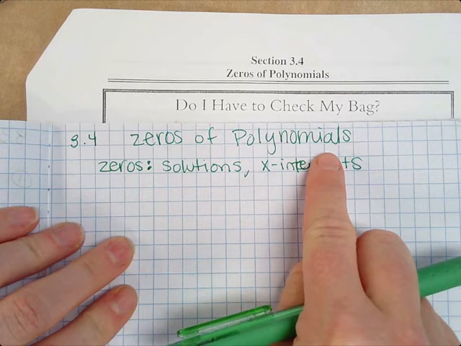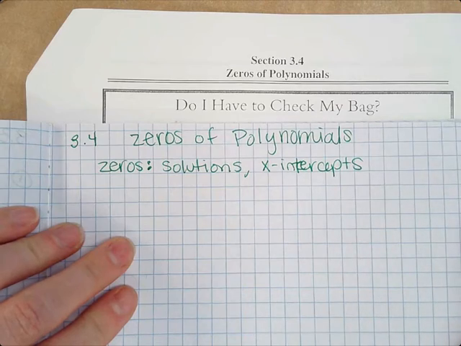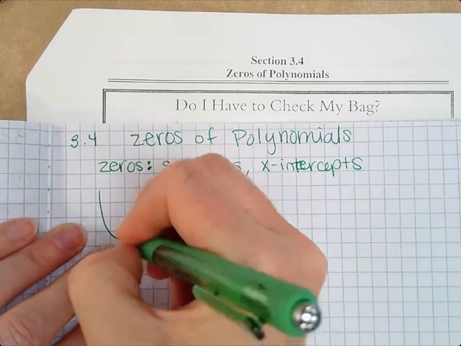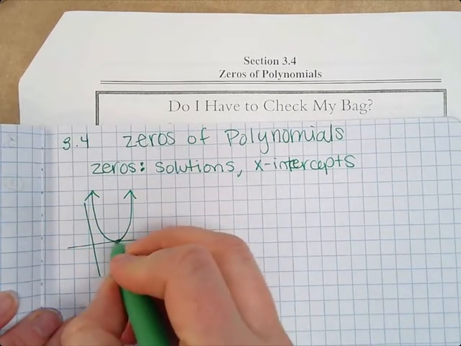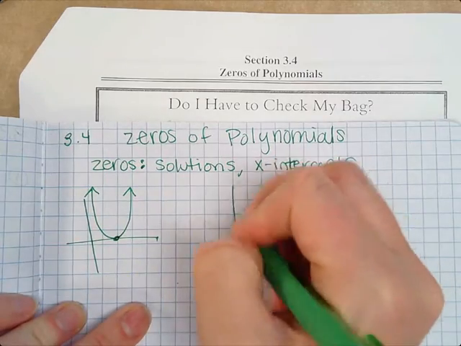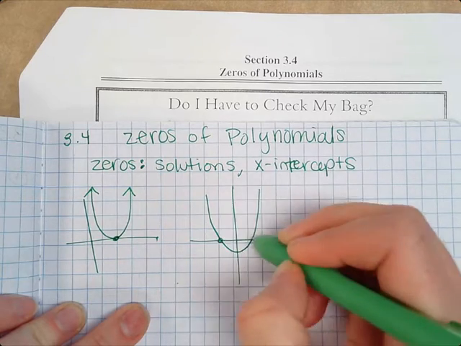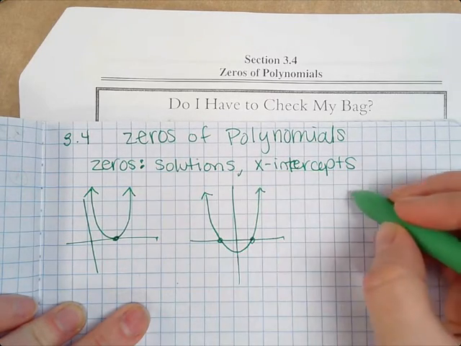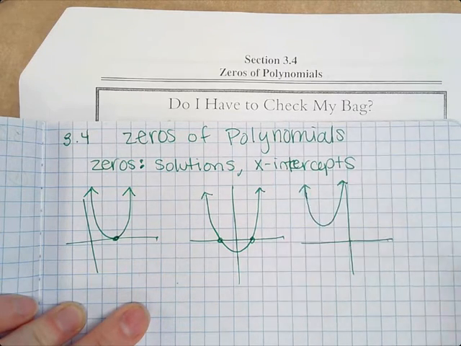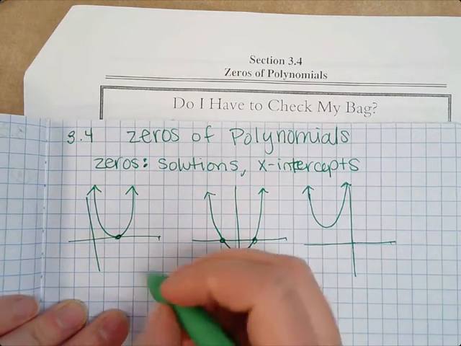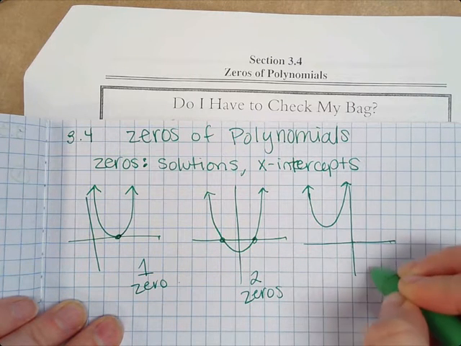So with polynomials, we may have more zeros than, like with a quadratic, you could just have it where it crosses the x-axis at one point. That'd be 1, 0. You can have it where it crosses at 2 points. Or you can have it where it has imaginary zeros, where it doesn't actually cross the x-axis. So we have 1, 0, 2 zeros, and no zeros.